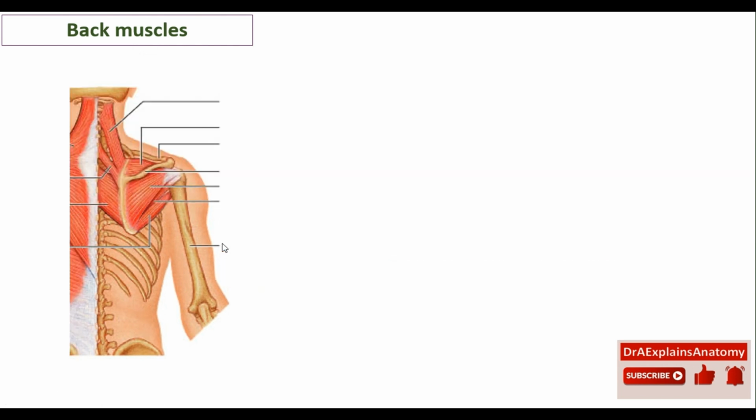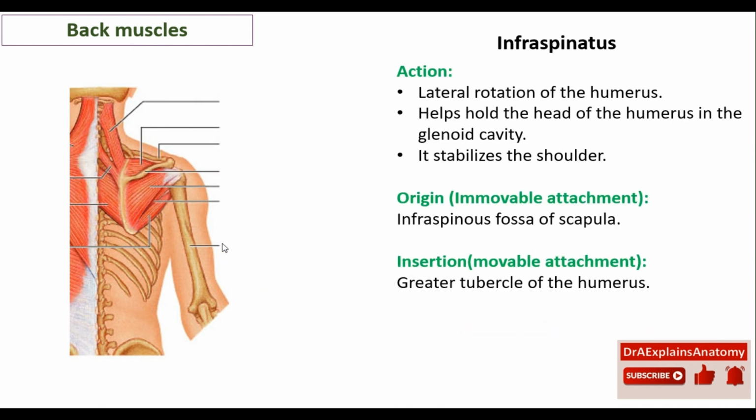Moving to the infraspinatus muscle. The action: lateral rotation of the humerus. It helps hold the head of the humerus in the glenoid cavity. So basically, it stabilizes the shoulder joint. Also, it is one of the rotator cuff muscles. The origin is the infraspinous fossa of the scapula, and it is inserted in the greater tubercle of the humerus.